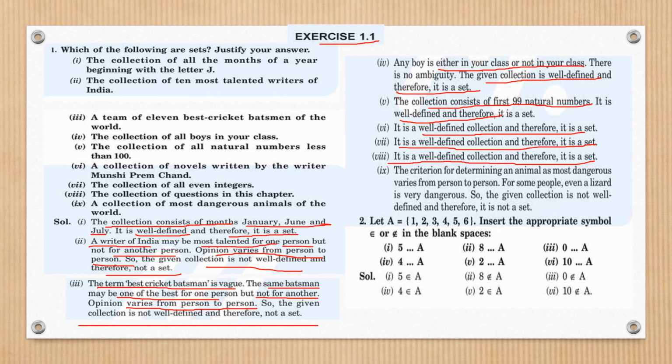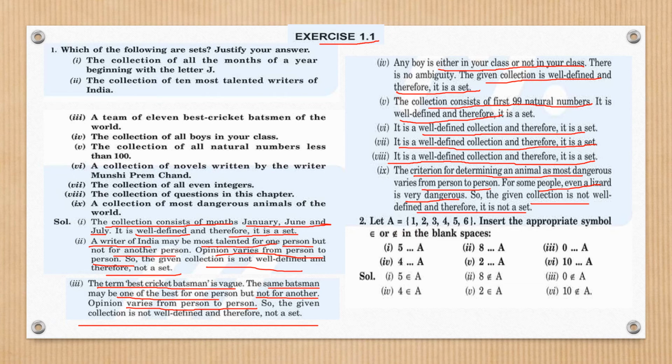And last is a collection of most dangerous animals of the world, right? So again the criteria for determining an animal most dangerous varies from person to person. For example, even a lizard is very dangerous sometimes, so the given collection is not well defined and therefore it is not a set. Okay.